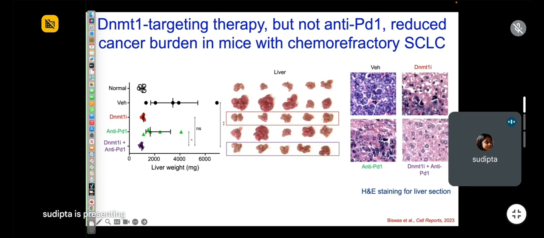With these images, you can also see tumor cell infiltration in the vehicle group, while DNMT1 inhibition and the combination show less infiltration, whereas the immunotherapy group also has a significant amount of cancerous cell infiltration.